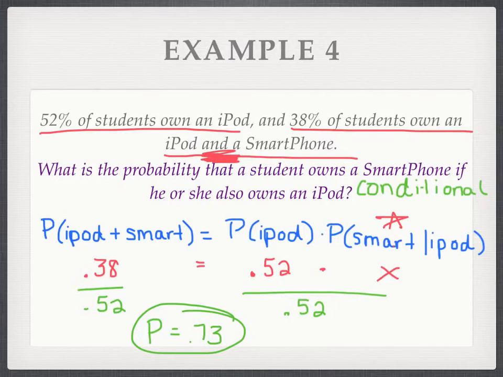So this one was asking you to find a conditional probability, and it gave you the probability of both of the things being true and the probability of one of them being true. So given that we know one of them is true, what's the probability that the other is true? Okay, and that probability would be 73%. So if I pick one of these students, if I say I'm only going to pick from those students, there's a 73% chance that this person will also have a smartphone.